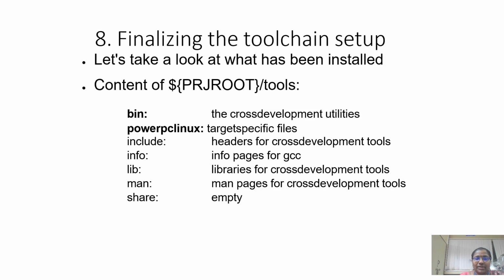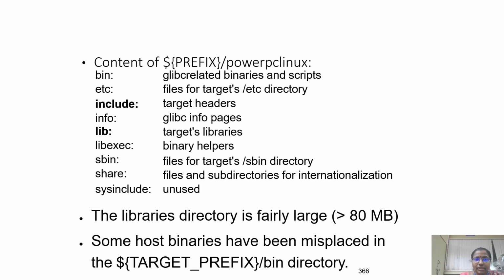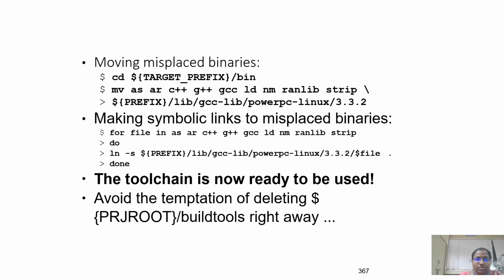Under your PRJ root directory, you can check what tools have been installed. It is displaying bin, PowerPC, Linux. So these are all the tools that have been installed. Now the toolchain is ready to be used.